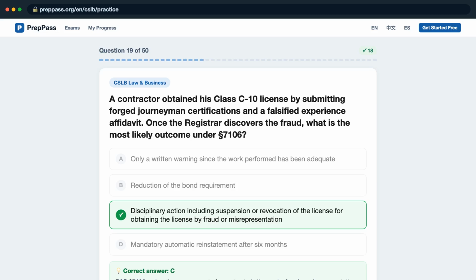BNP Section 7106 makes the procurement of a contractor's license by fraud or misrepresentation grounds for disciplinary action, including license revocation. The remedy is corrective discipline, not a mere warning, because the license itself was obtained illegitimately.